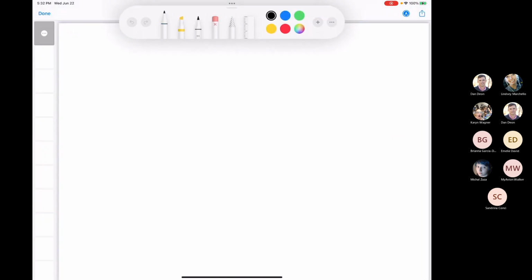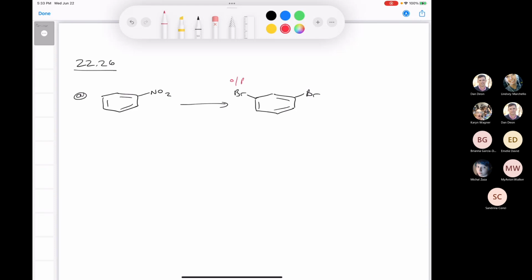22.26. The first question was taking nitrobenzene. So if we want to take nitrobenzene and convert that to meta-dibromobenzene, this here, how would we do that? Well, you've got to remember that both of these are ortho-para-directing, right? Those are both ortho-para-directing. So we can't just install a bromine and then install a second bromine.